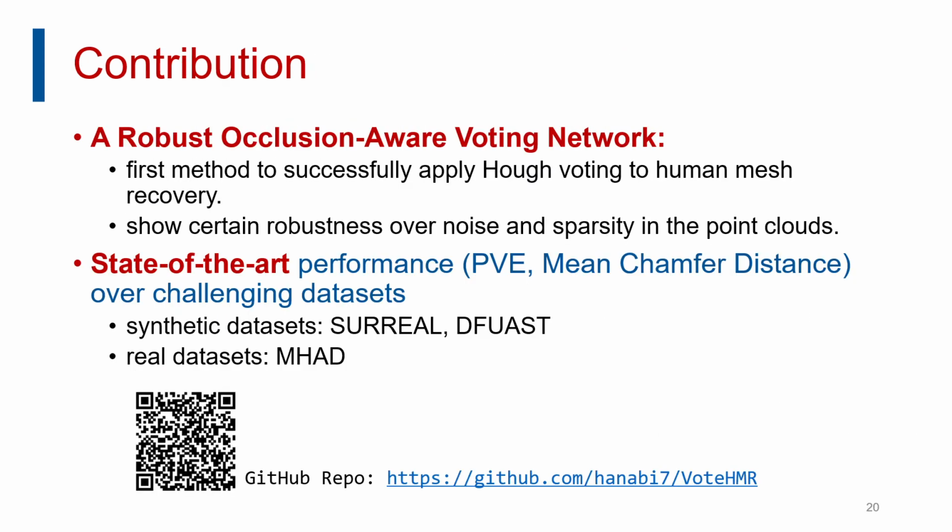In summary, the contributions of this paper are threefold. First, we propose the first method that successfully applies Hough voting to achieve parametric human shape reconstruction from a single frame of partial point clouds. Second, VoteHMR achieves certain robustness over complex occlusions, noise, and sparsity that frequently occur in point clouds. Third, we achieved state-of-the-art human mesh recovery performance on two benchmark datasets, Surreal and DFaust, with additional nice generalization towards real-world datasets such as Berkeley MHAD.